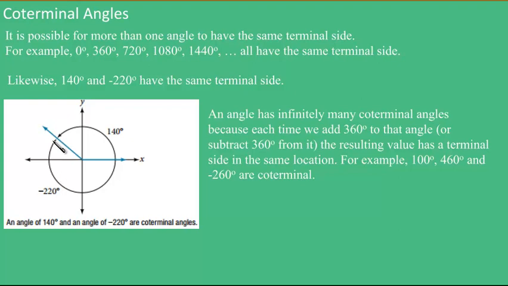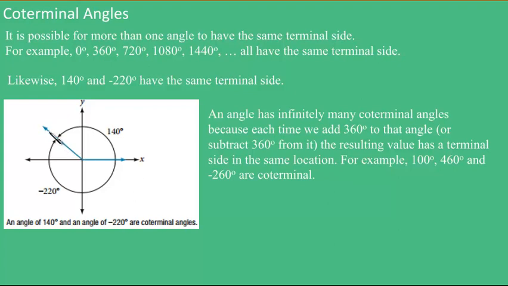Now for every angle, there is an infinite number of coterminal angles, because all we need to do is keep adding or subtracting 360. So for example, let's look at 0 degrees. 0 degrees is the same as what? 0, 360, 720, 1080, 1440. If you had 100 degrees, you add 360 to it, you get 460. You subtract 360, you get minus 260. So these are all coterminal angles.